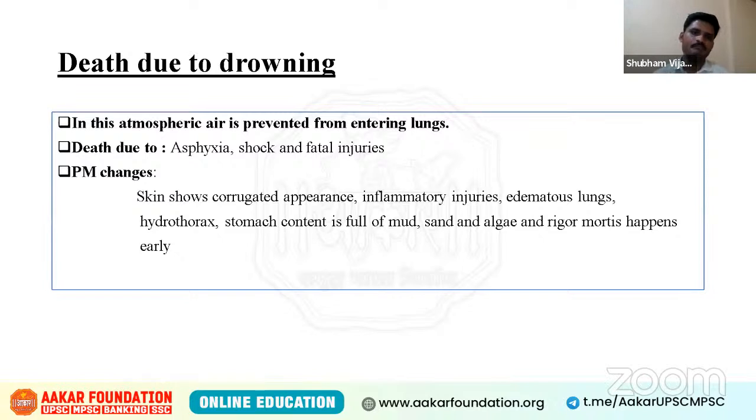Now PM changes. Here we will take only PM changes for the animal that died. What PM changes will be there? The skin of such an animal is corrugated in appearance. Corrugated means not uniform. Inflammatory injuries are there. Lungs become edematous because of the intake of water. This is also called hydrothorax, presence of water in the thoracic cavity.